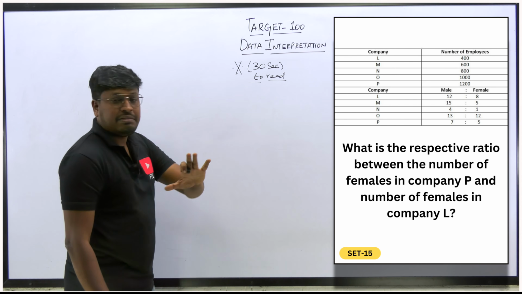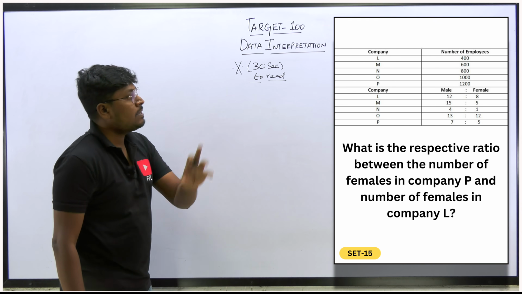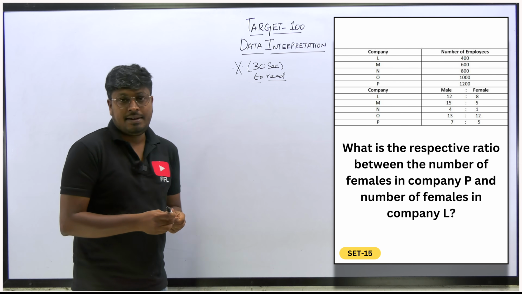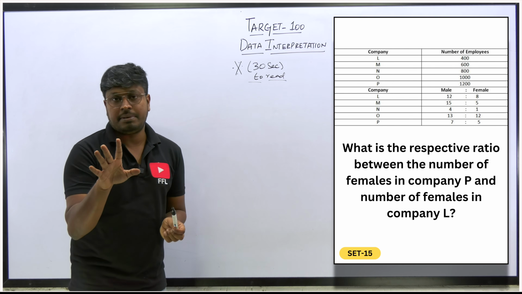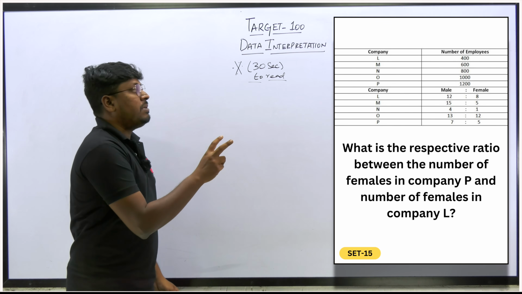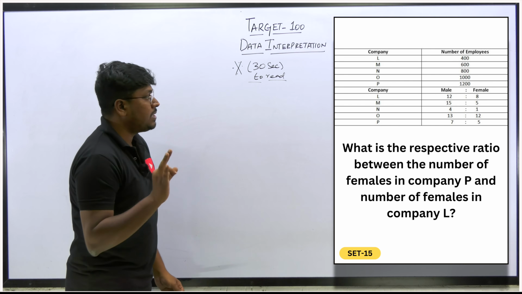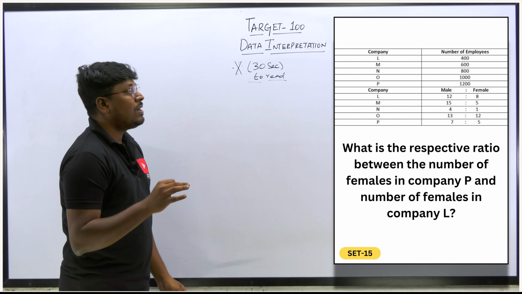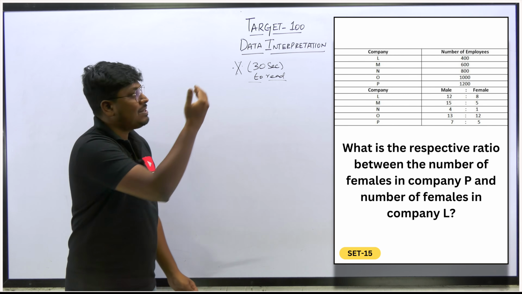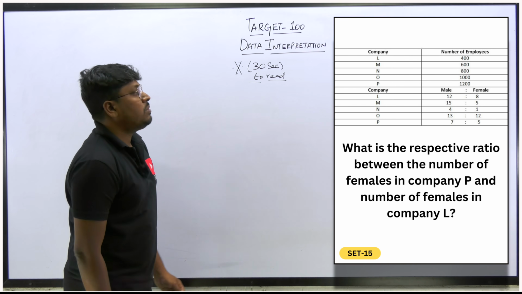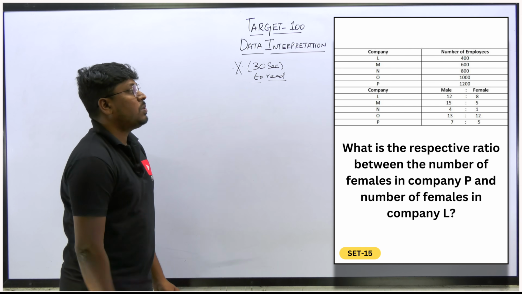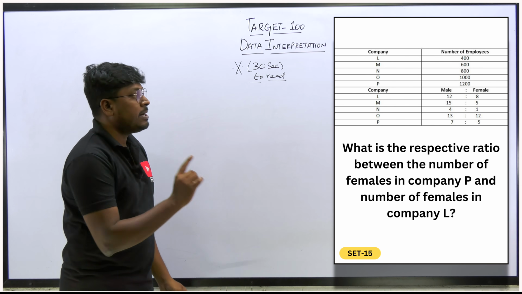So here I have all the 5 questions. I will just read all the 5 questions fastly. First question, what is the respective ratio between the number of females in company P and L? They are talking about only single companies, not all the companies. Second question, number of female employees working in company O; they are talking about one company. Third question, what is the average number of employees in all the companies? That too not female and male, but the total of all the companies' employees, which they have directly given in the chart. Fourth question, the number of female employees in company M, again talking about one company, and the total number of male employees working in company M and P together.